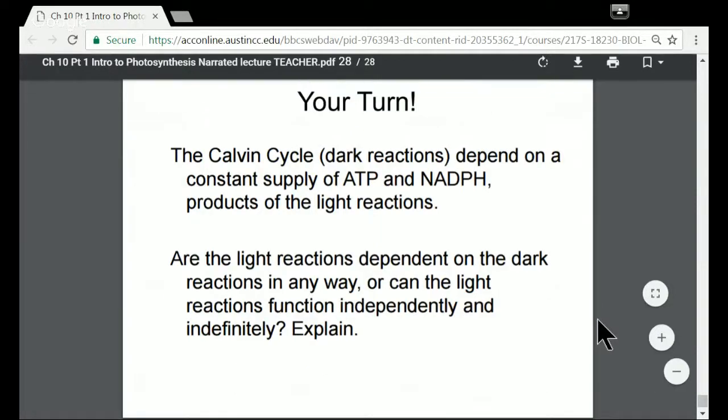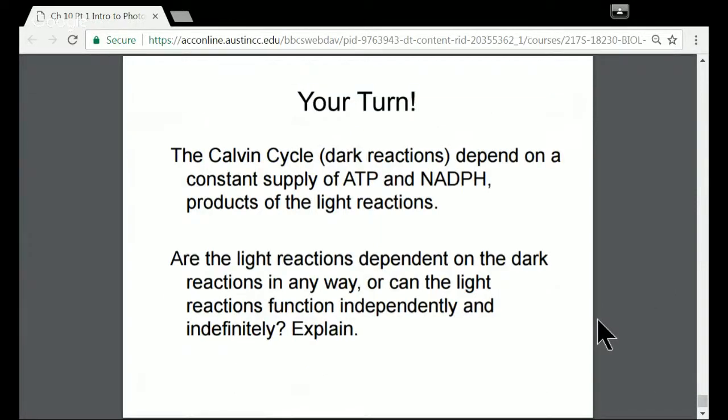Okay. Here's your last your turn question for this particular section. I want you to read the question and see what you think about it. Jot down your answer. I kind of already told you the answer in the last slide if you were paying attention, okay? But we'll see what you come up with.